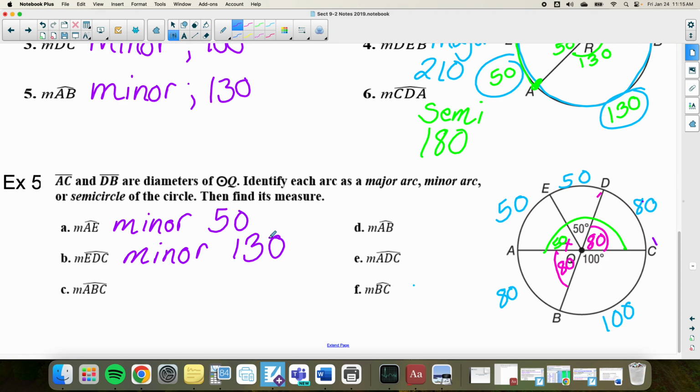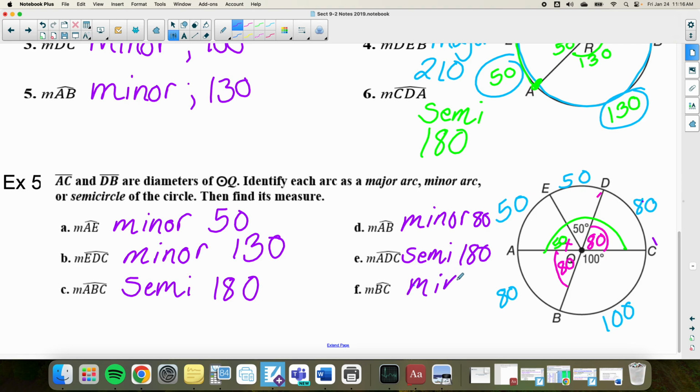ABC starts here, goes around through B to C. Isn't that half the circle? So that's semi, and it's 180. This one is AB, 2 letters, so it's minor. And then that one's 80. ADC, is that half the circle again? Yep. So that's semi, 180. And then the last one asks us for just little BC here, which is minor and 100.